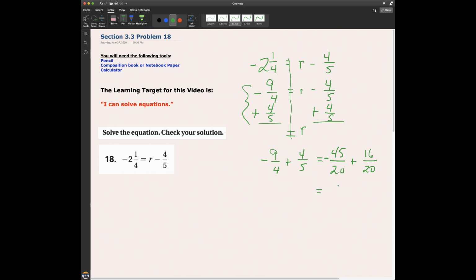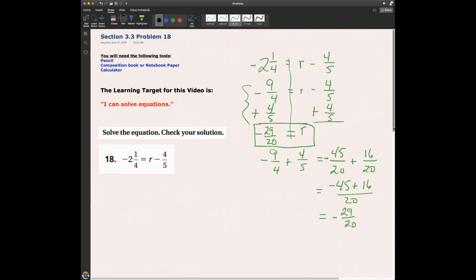And then I can go ahead and simplify this. This is -45 plus 16 over 20. So I end up with -45 plus 16 is -29 over 20. So that's what r equals, -29 over 20. I think that's the answer. I got to check it. We got to check it.